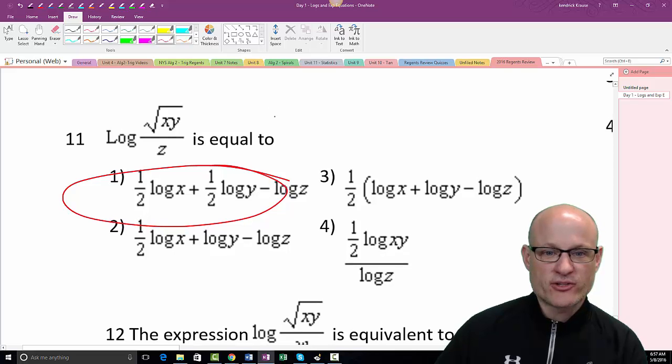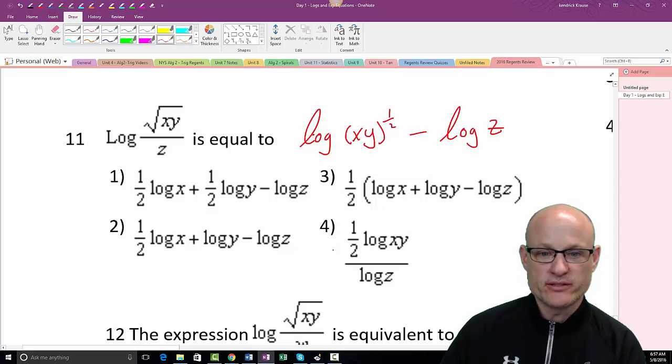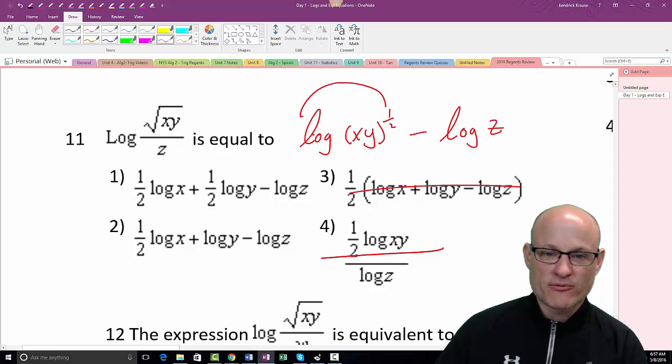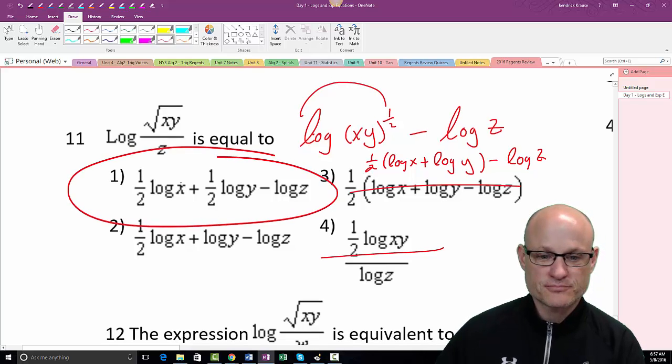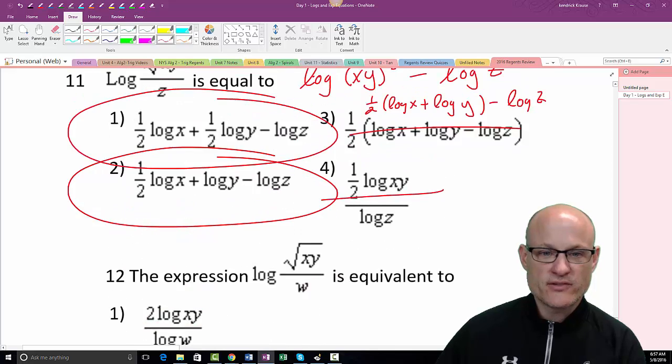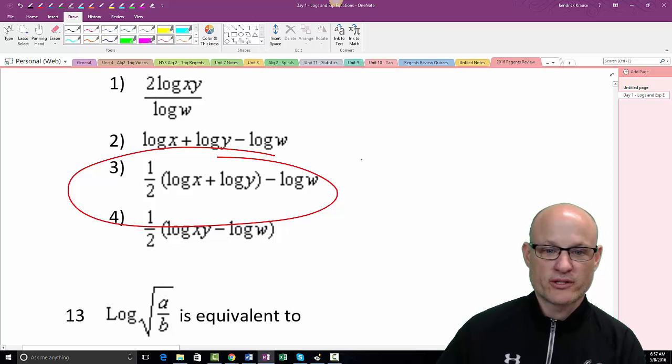Again, this is division. It's going to turn into subtraction. So I get the log of xy to the 1/2 minus the log of z. So which one doesn't have a 1/2 with a z? Well, these two don't. So these two aren't right. So the 1/2 comes out front. So it's 1/2 the log of x plus the log of y minus the log of z. And this is the right answer. This is the exact same problem as this. So the answer is, I've circled it. There it is, right there.